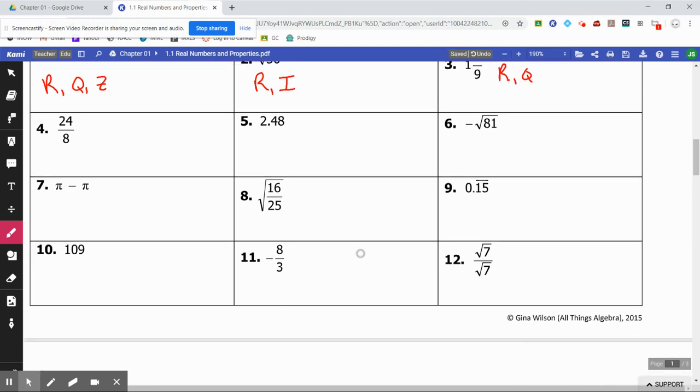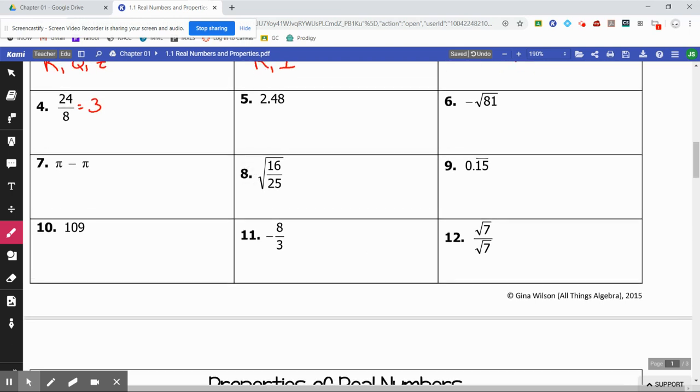So we're done. Now, first off, on 24/8, please write that as 3. 24 divided by 8 is 3. So it is a real number. It can be written as a quotient. It is rational, therefore. It is an integer.